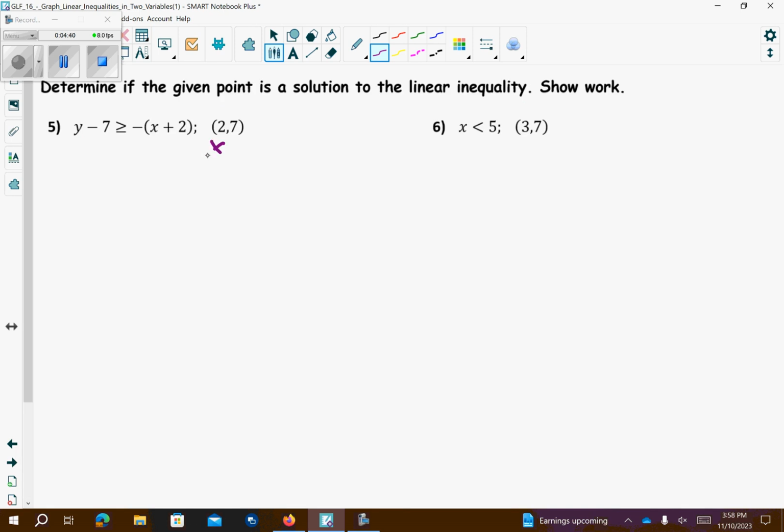Next problem, this is an x, this is a y. So let's plug the values in. I get 7 minus 7 because the y is a 7. Is that greater than -2 plus 2? Is 0, 7 minus 7 is 0, greater than -4? So think about that. Is 0 a bigger number than -4? 0 is not bigger than 4, but it's further to the right on the number line than -4. So yes, solution.